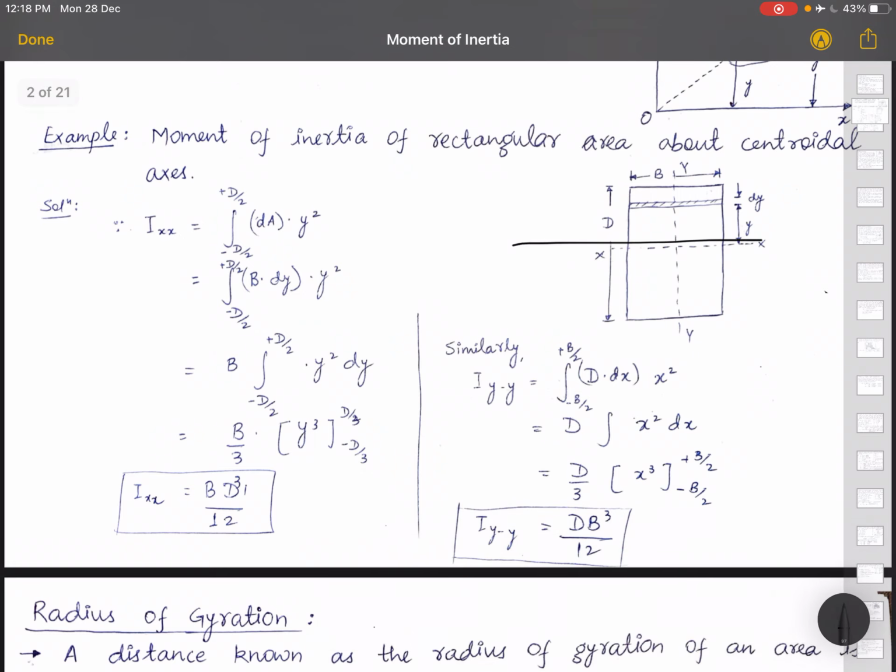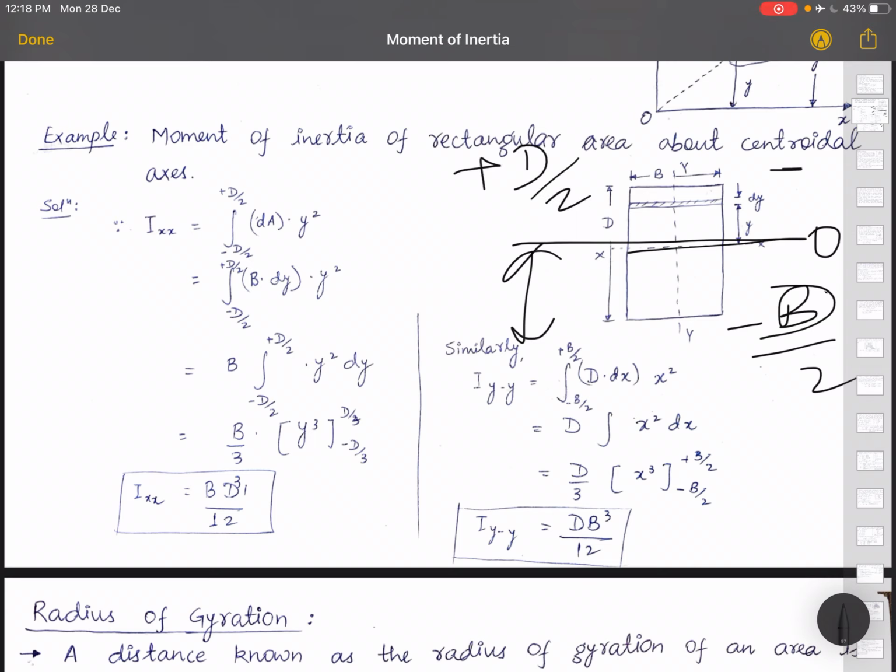Okay, so this is our reference. If this is 0, this is minus d by 2 and this is plus d by 2. So this is our limit boundary. So you just put it here, you will get bd cube by 12.